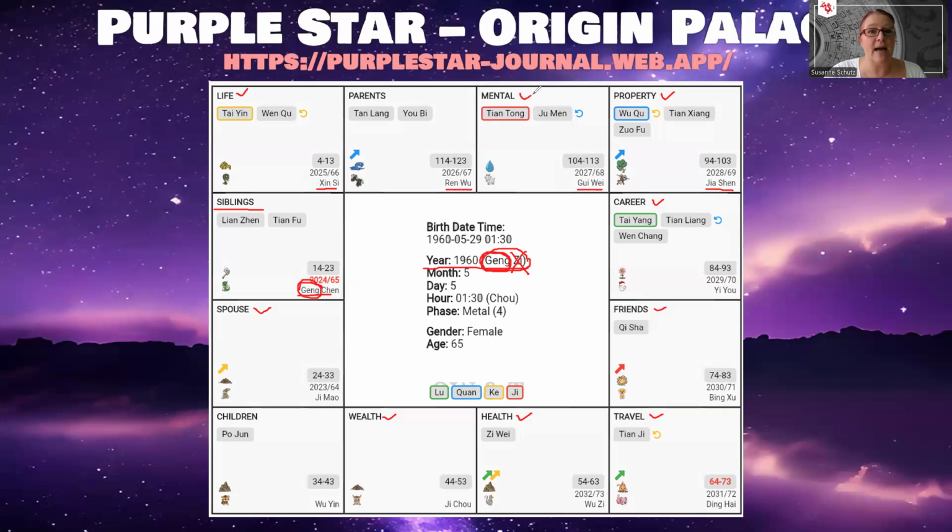Then we've got the mental palace. So if your year stem is found in the mental palace, your own belief systems, your moral compass, and your mindset are the main factors when it comes to making important decisions. So your dreams and your ambitions are key here. If you have a positive mindset and determination, you will be able to achieve anything.